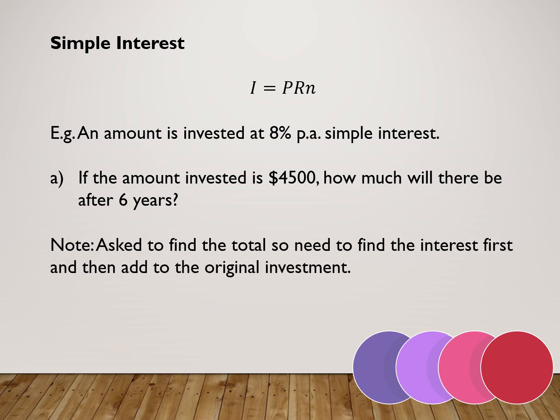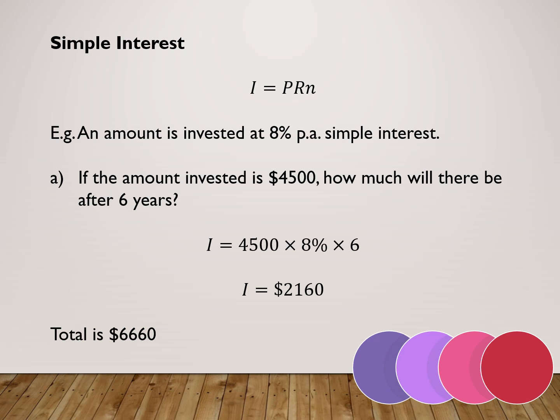So for the first one, we're asked to find the total. You've got to remember that the formula only finds the interest, and then you have to add on the amount you invest. So using I equals PRN, you get 2,160. So your total is 2,160 plus the 4,500. It gives you a total of 6,660.